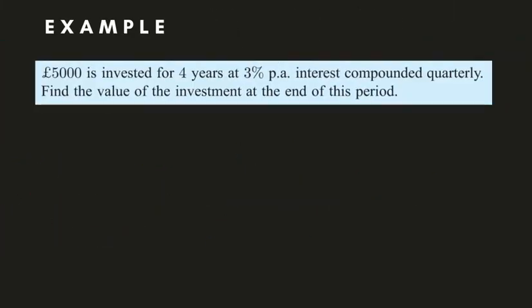So now we've got £5,000 and it's invested for 4 years at 3% interest rate compounded quarterly. Okay, so straight away we've got U0 is equal to 5,000. Now, N is a bit different and so is I. So be very careful here. We're compounding quarterly, which means that we're working our interest 4 times a year. So N will be 4 times 4. We've got 4 years and it's 4 times a year. So this time N is 16.